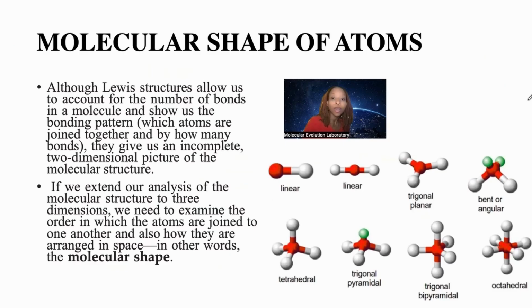So although Lewis structures allow us to account for the number of bonds in a molecule and show us the bonding pattern, which atoms are joined together and how many bonds, they give us an incomplete two-dimensional picture of the molecular structure. If we extend our analysis of molecular structure to three dimensions, we need to examine the order in which atoms are joined to one another and also how they are arranged in space.